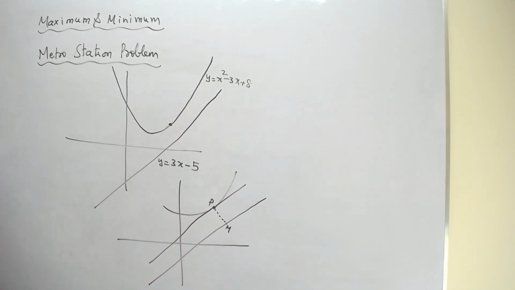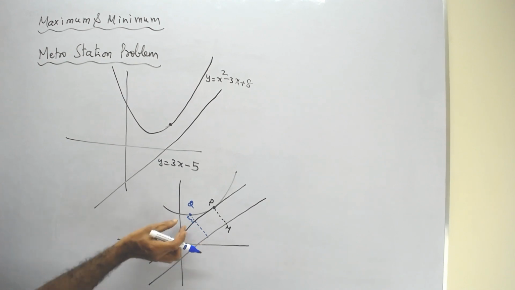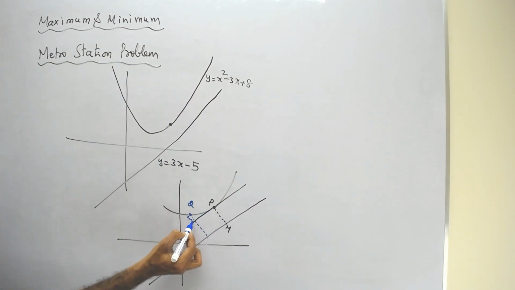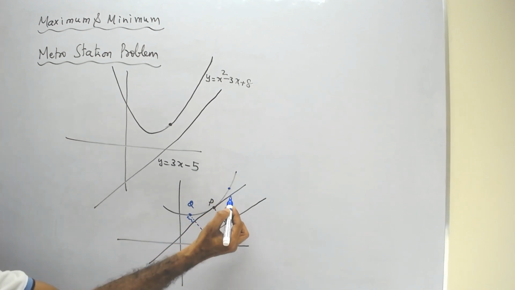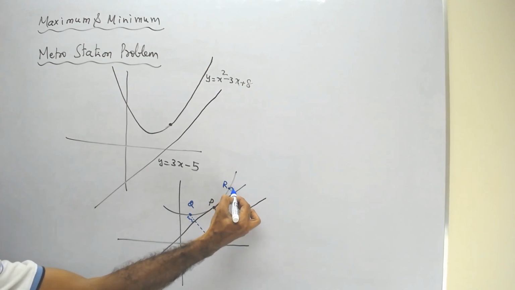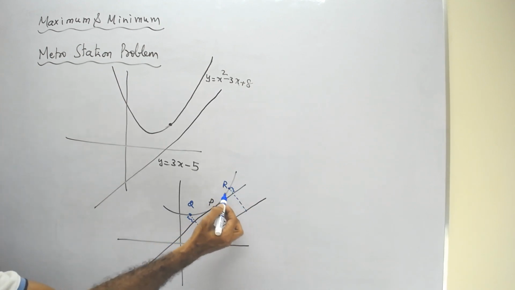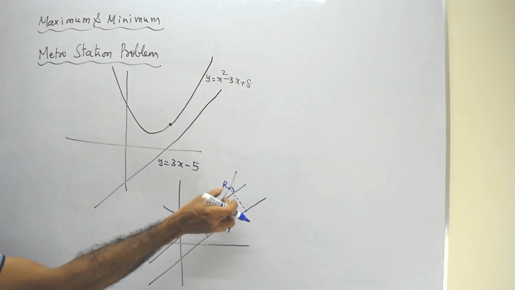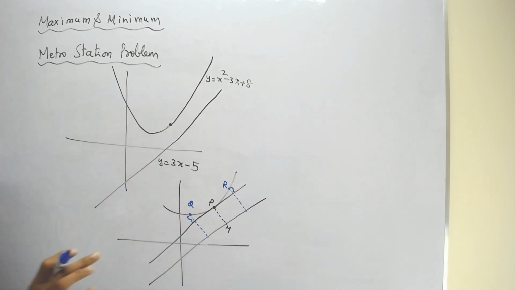Let us try to understand what is the problem if I take any other point. Suppose I take somewhere here, let's call this Q. This is not the shortest. It's very obvious: this is a rectangle, and this distance is extra. Similarly if you take R, this distance is extra again because this is a rectangle. Anywhere else you take, you have extra distance, so PM is the shortest.